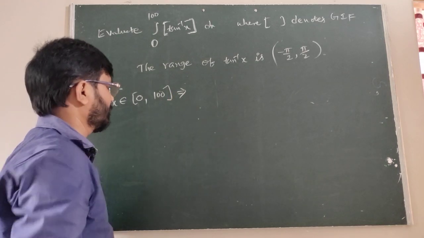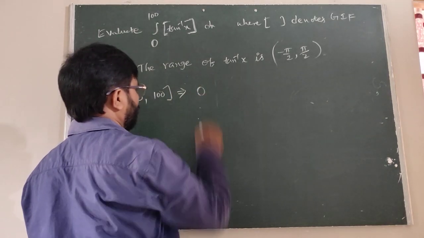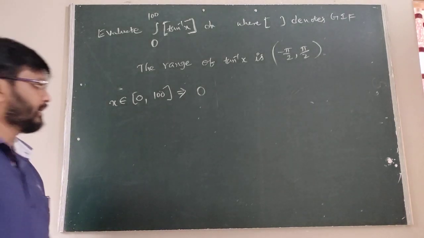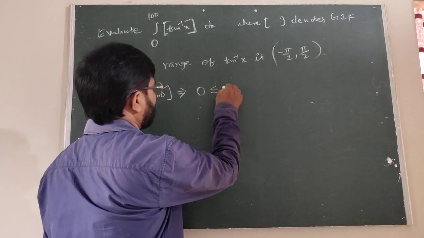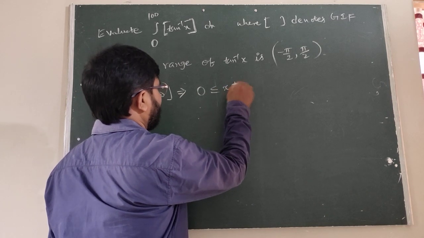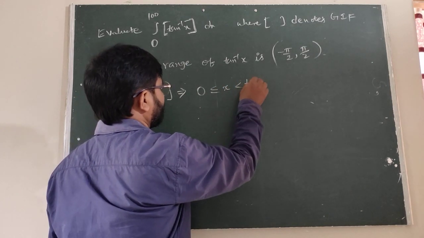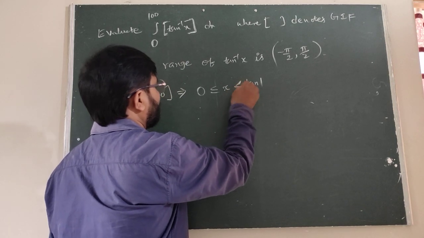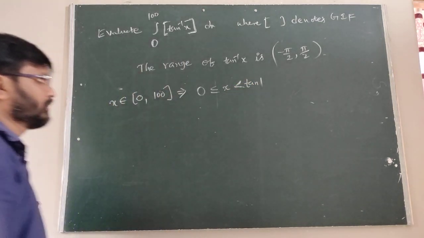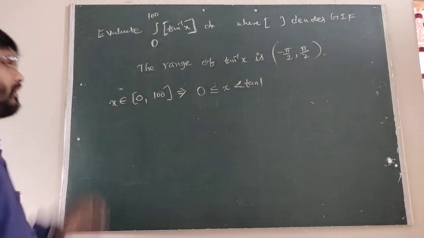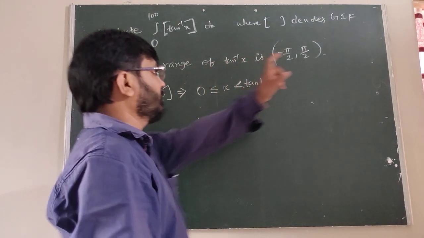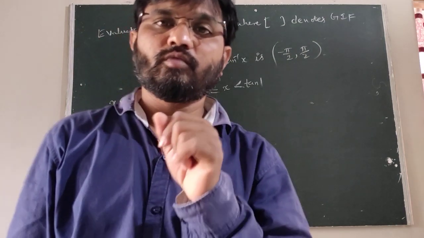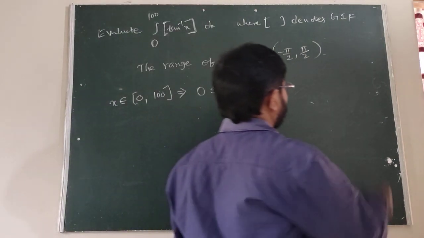That implies we can write x is in between tan 1. Suppose we are taking tan 1. Why are we taking tan 1? Approximately the value of pi by 2 is nothing but pi, we know that. What is the value of pi in radians?